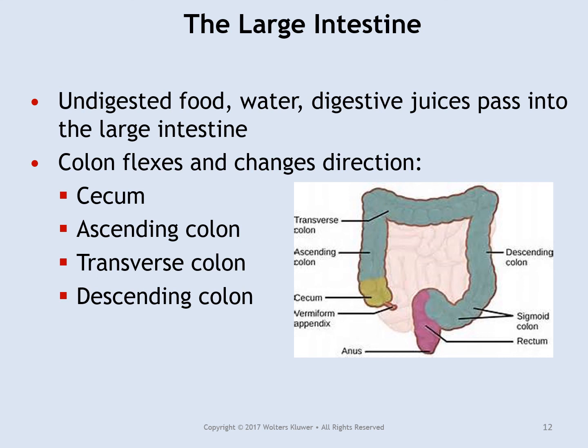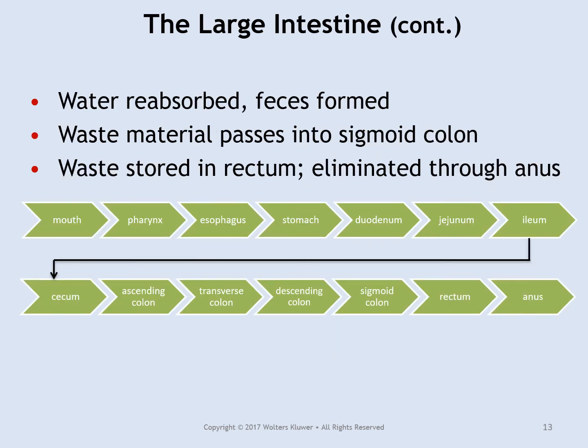Once we've moved through the duodenum, jejunum, and ileum, we get to the beginning of the large intestine, or the cecum, then ascending, transverse, and descending colons, ending up in the sigmoid and the rectum, and finally exiting via the anus. Let's pick up again with that cecum, ascending, transverse, descending, sigmoid, rectum, and anus.